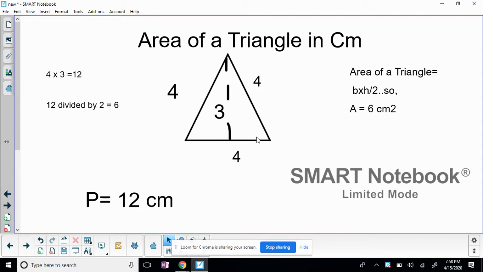So the base of this triangle is 4 centimeters. The height is not 4 centimeters because the lines are curved. The height you calculate in the middle here. So the height is 3 centimeters. So 4 times 3, base times height, like you were taught, equals 12. But because it's a triangle, think of a square going up and meeting it here. Because it's a triangle, you have to divide it by 2.